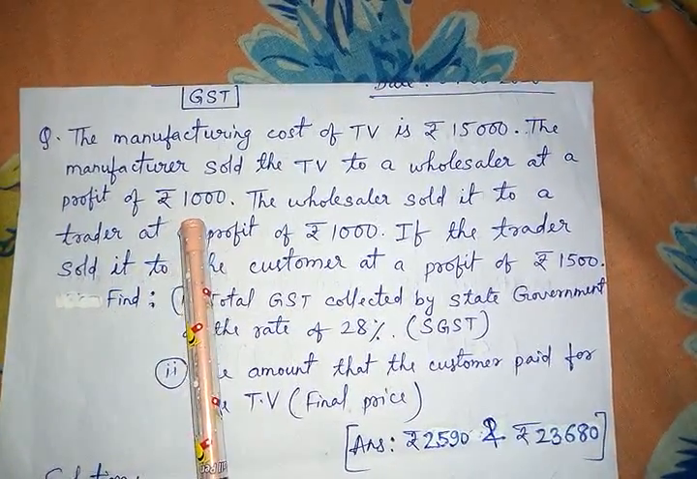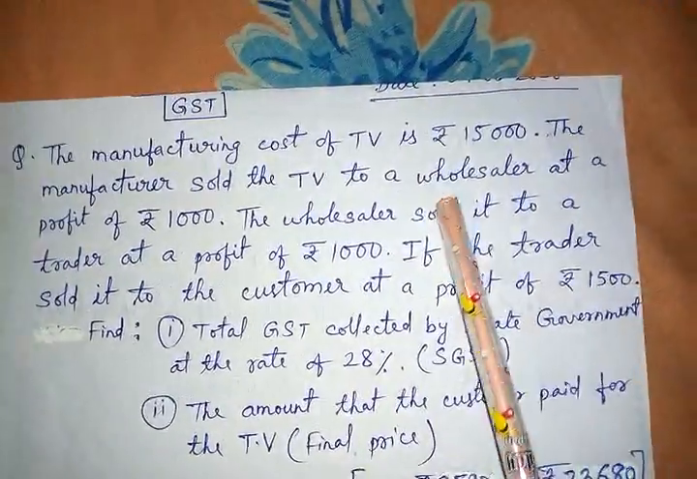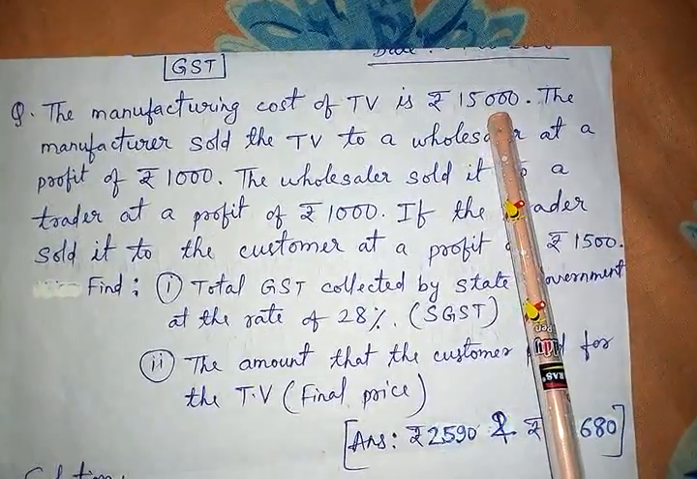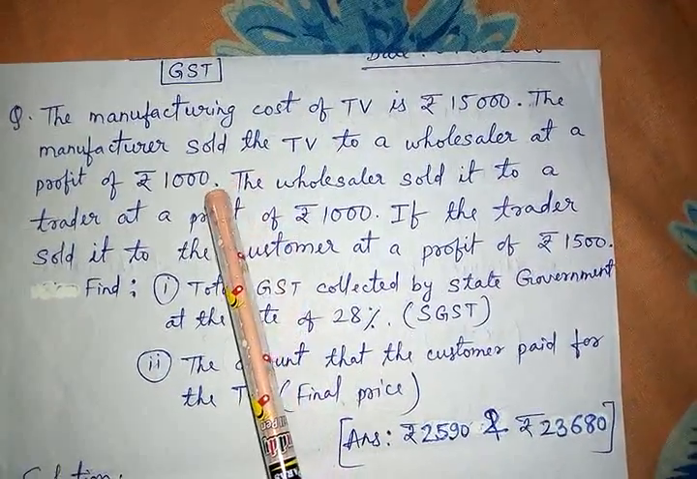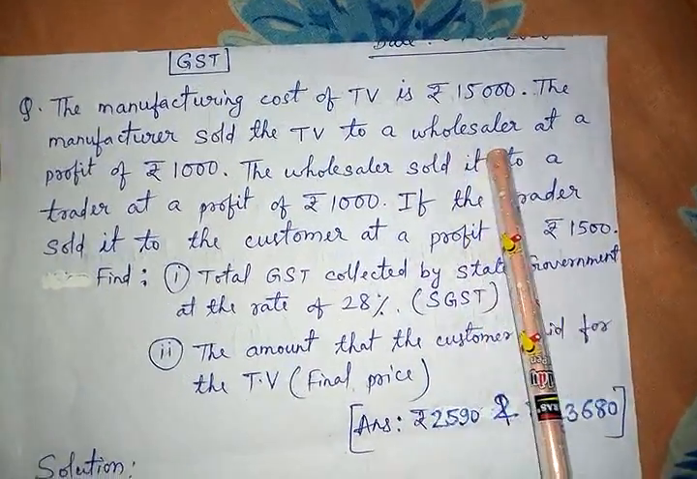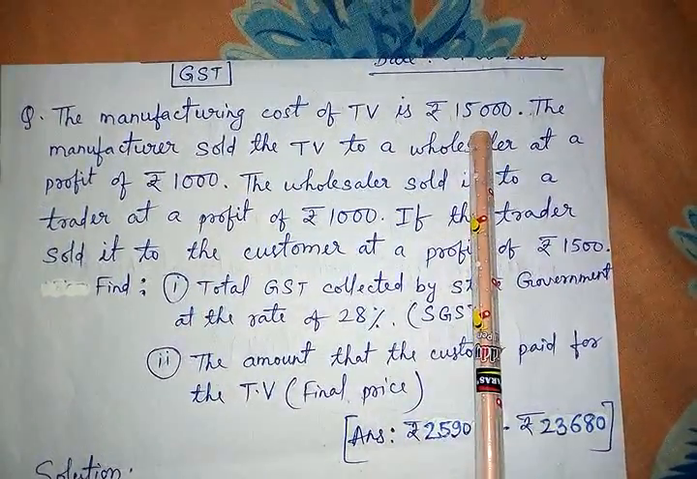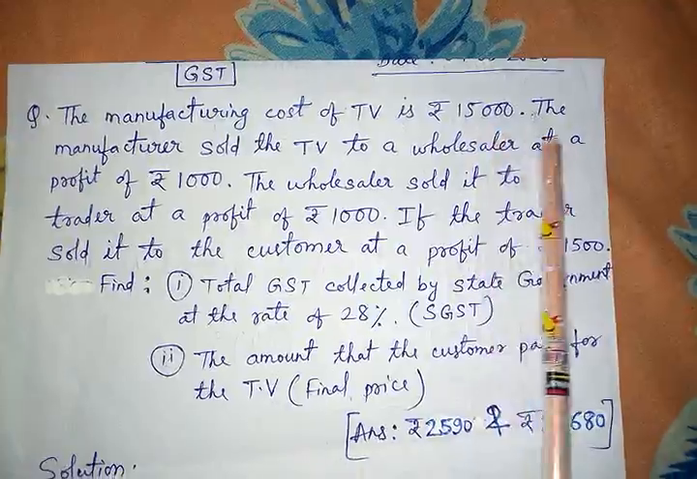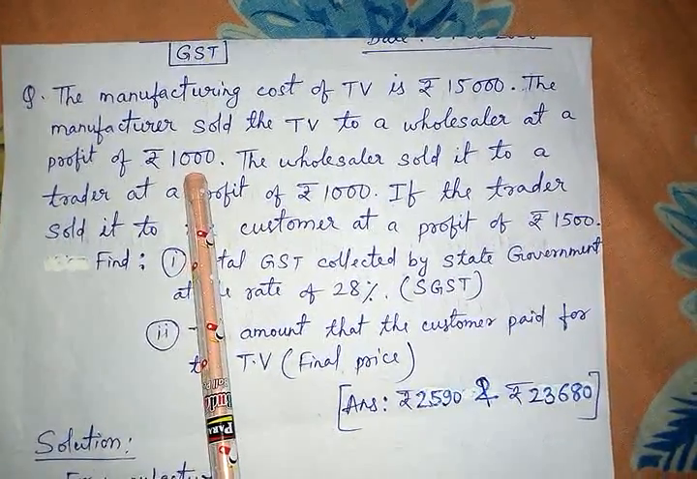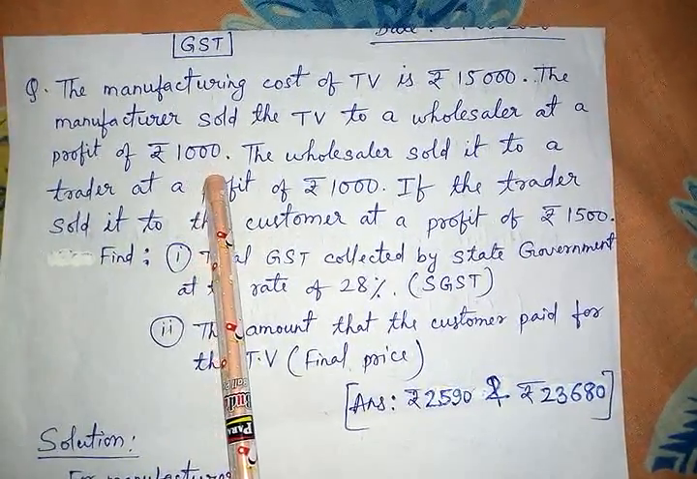So a manufacturing company of television manufactures a television for rupees 15,000, and after manufacturing, the manufacturer sells the TV to the wholesaler and keeps a profit of 1,000. That means their manufacturing cost is 15,000, and while selling they keep 1,000 profit. That is, they sell at a price of 16,000 rupees.